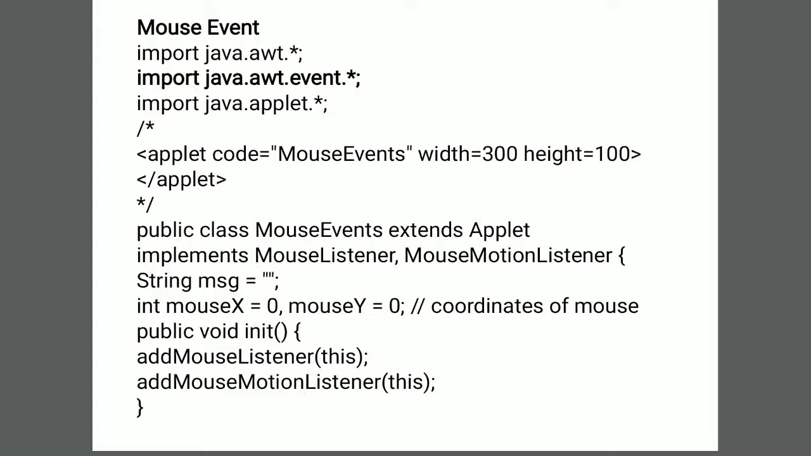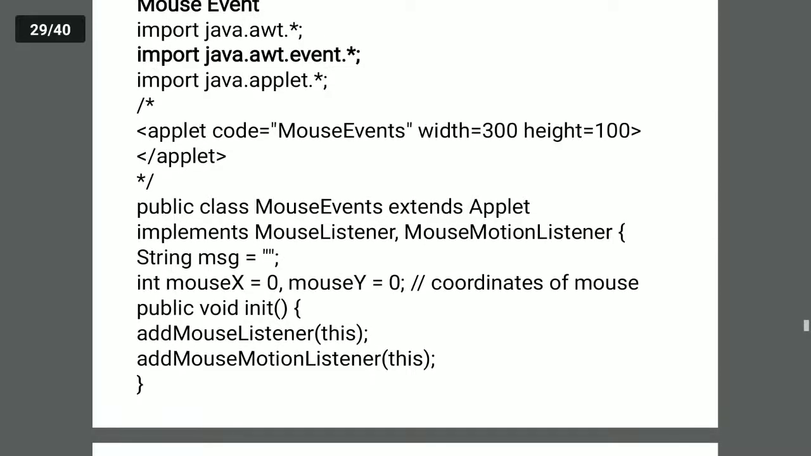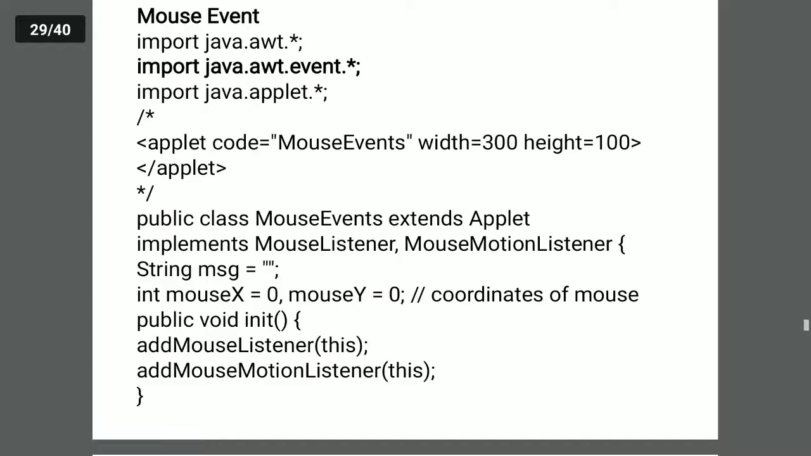Now the string msg value is null initially. The values of the two variables, mouseX and mouseY, are 0. The purpose of these two variables is to store the value of the x coordinate and the value of the y coordinate. Next is public void init. This is the initialization method from Applet. Under this method we need to register the event. So addMouseListener and addMouseMotionListener.